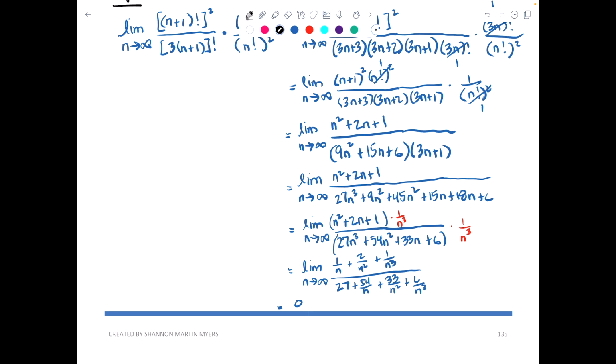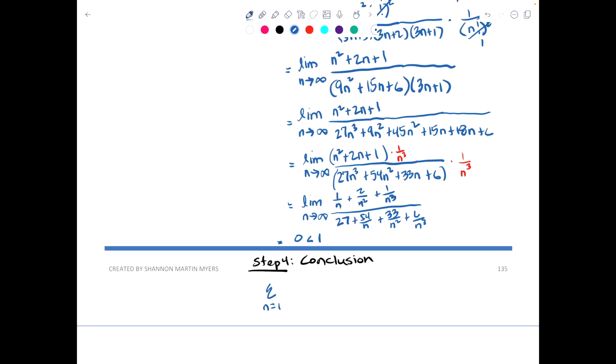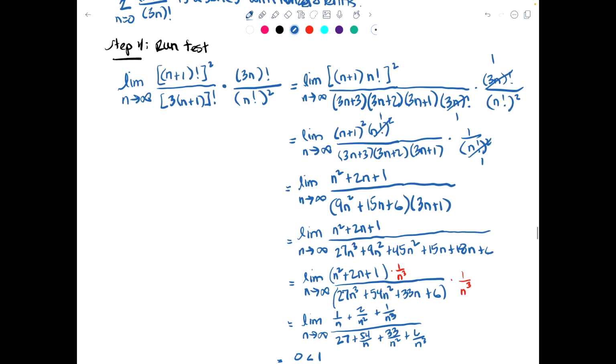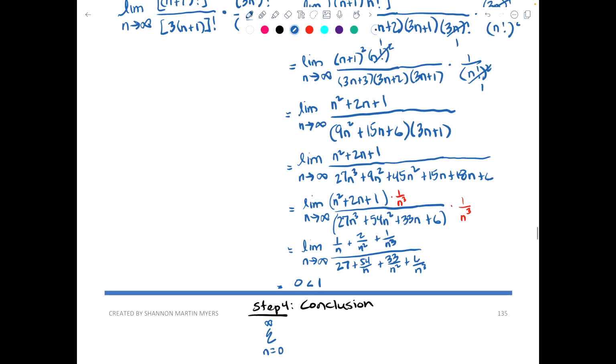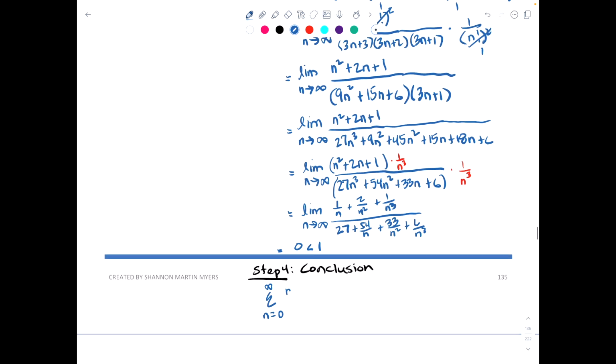So our conclusion, because 0 is less than 1, so the conclusion would be that the summation as n goes from 1 to infinity, or 0 to infinity, of n factorial squared over 3n factorial converges absolutely by the ratio test. Groovy?